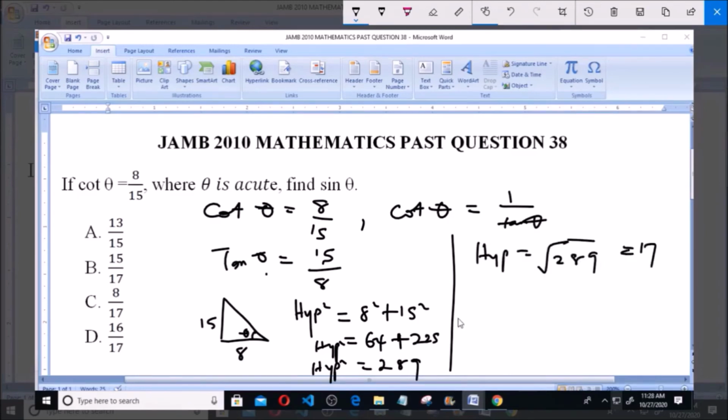Now sin theta is equal to opposite over hypotenuse, which is equal to, the opposite is 15 and the hypotenuse is 17, so 15 over 17, and that is option B.